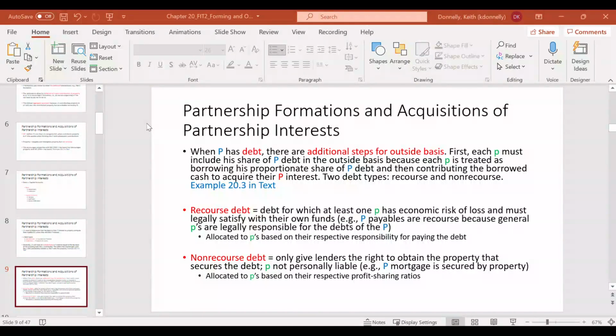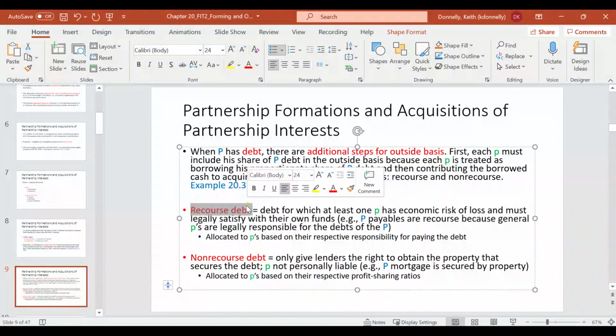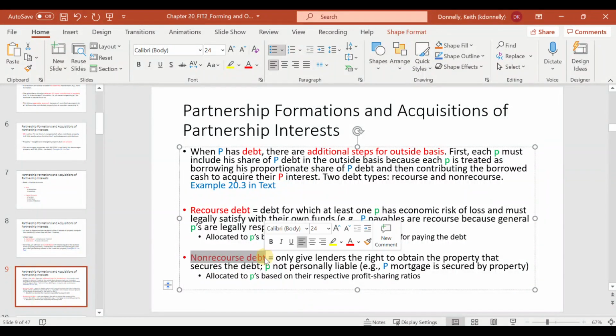So with that being said, when debt comes into play, there are some additional steps we have to consider for outside basis. First, each partner must include his share of partnership debt in the outside basis, because each partner is treated as borrowing his or her proportionate share of partnership debt and then contributing the borrowed cash to acquire their partnership interest. Now, when we're dealing with debt, there are two types, and there are different treatments for them. There's recourse debt, and then there's non-recourse debt.